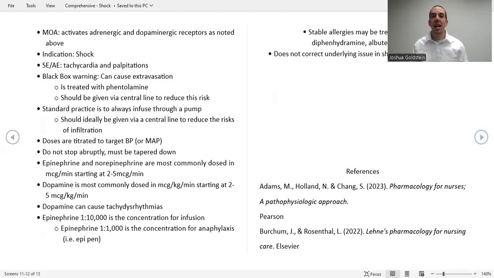Dopamine can cause tachydysrhythmias. Really, all of these can, but dopamine is infamous for causing that. And for test questions at the RN level, that's definitely the hot topic, that it can cause tachydysrhythmias, meaning that it can cause abnormal heart rate and a very fast abnormal heart rhythm.